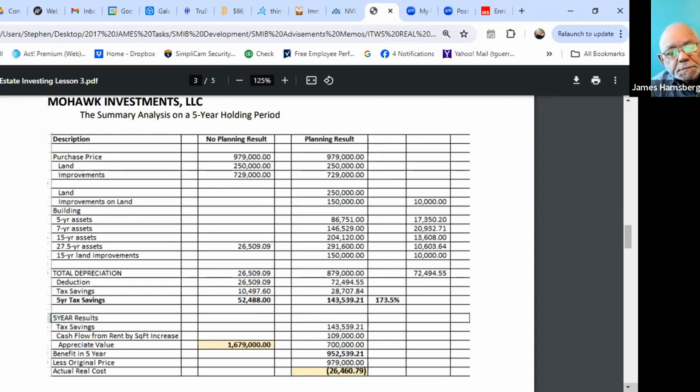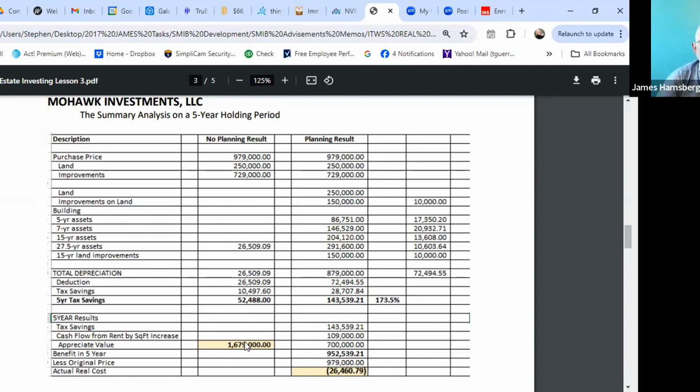And if you divide that over the 27.5 year, forgive me for putting that on the wrong line, you would get 26,509 a year in depreciation. It should be actually, yeah, that is 27.5 year. That's the deduction by taking 729 right here, dividing it by 27.5 year. That's the deduction per year. And assuming a top tax bracket, the tax savings would be almost $10,500 after a 5-year holding period. You'd have 52,000 and change in tax savings.